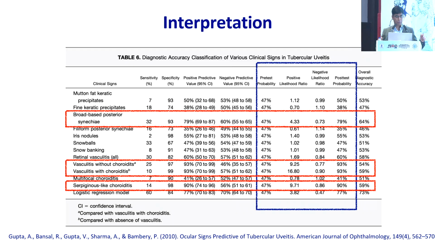And if you see vasculitis with choroiditis, serpiginous-like choroiditis, or broad-based posterior synechiae, you can see that the likelihood ratio is quite high. And if you have these signs, then the post-test probability is very high that the test is positive. So always you have to do interpretation in context with the clinical presentation and never alone.